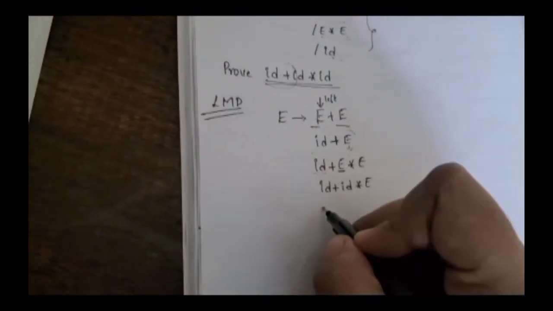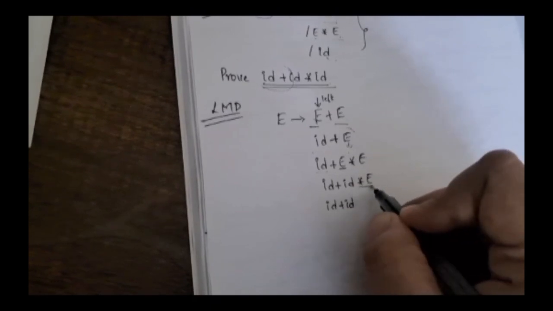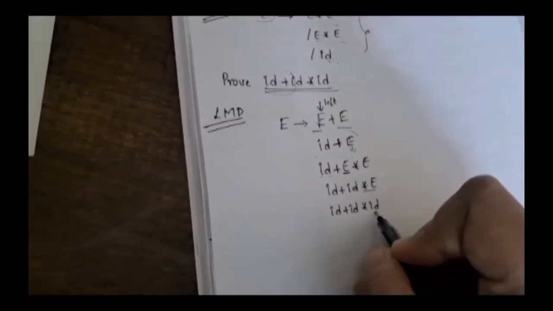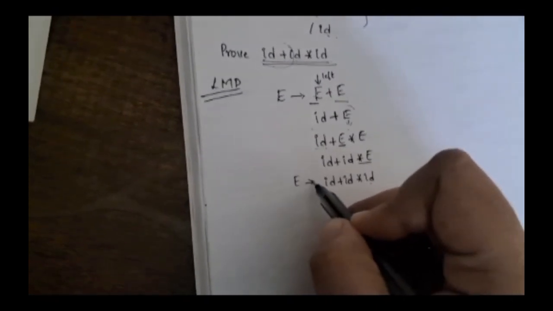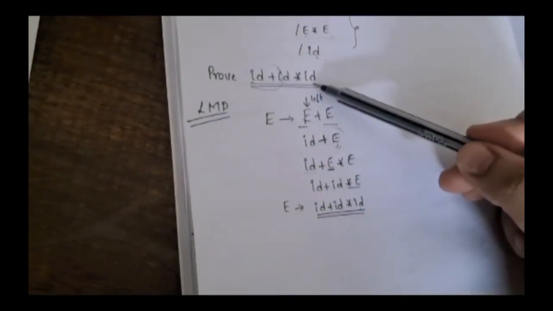At a time, one can be derived. So again, ID plus ID, and now only this part remains. So again, I'll substitute ID in the place of E. So now what did I get? I got the statement that I needed to prove. Okay. So I hope this is clear.